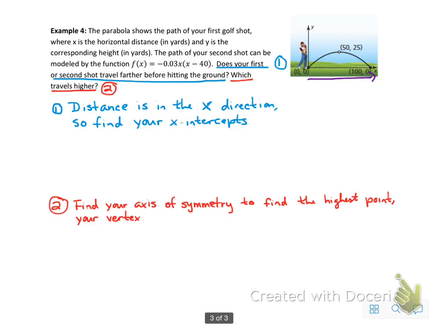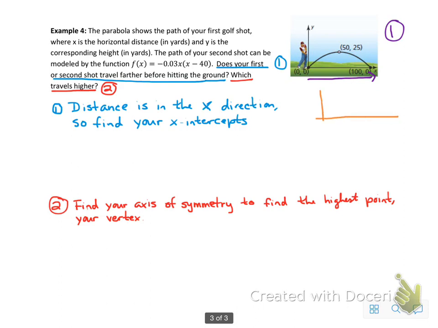So it looks exactly like the picture tells us it looks. The path of your second shot can be modeled by the function f of x equals negative 0.03x times x minus 40. Does your first or second shot travel farther before hitting the ground? Okay, well, the distance, it said, is the horizontal. So what we need to do is find out in our second shot, because this is shot 1. We need to find out in shot 2 what that looks like.